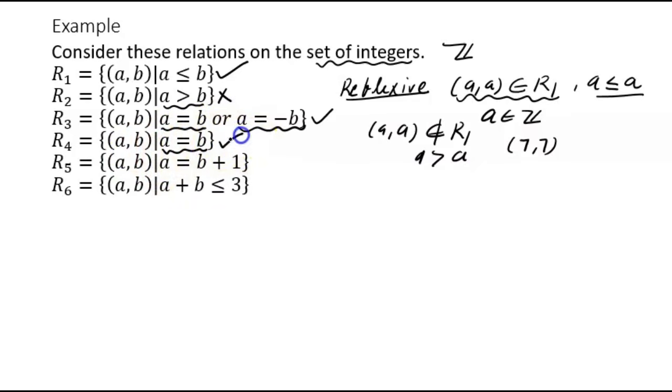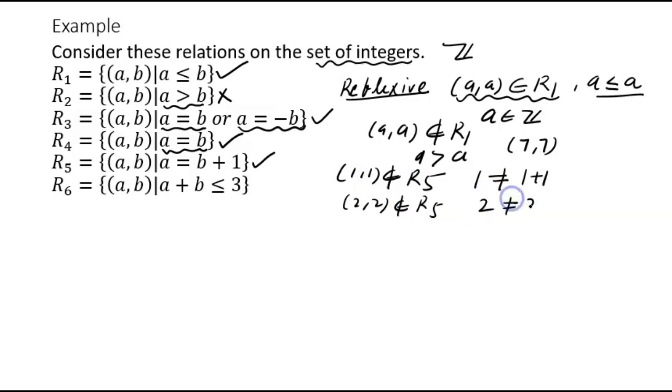So this is of course reflexive, no doubt about this. What about this? Is it reflexive? If I take any element A comma B for which A is equal to B plus 1, certainly it is not reflexive, because if I take for example 1 comma 1, it will not be in R5. Why? Because certainly 1 is not equal to 1 plus 1. If I take 2 comma 2, it is also not in R5, because 2 is certainly not equal to 2 plus 1. Any element can't be equal to that element plus 1. So certainly it is not reflexive, right?